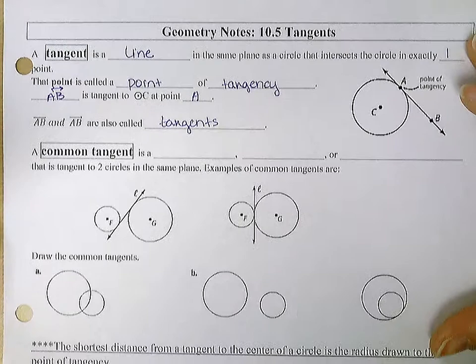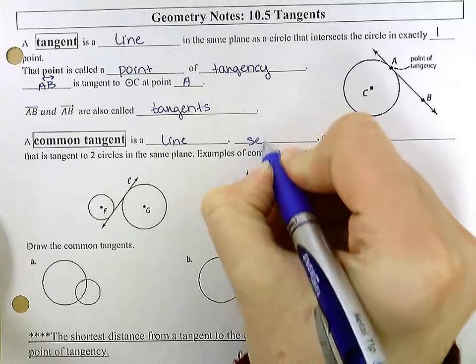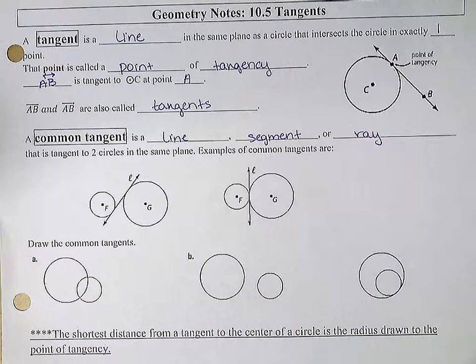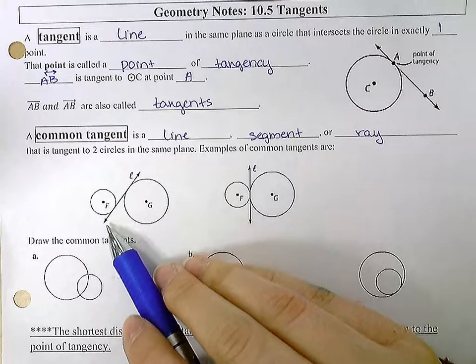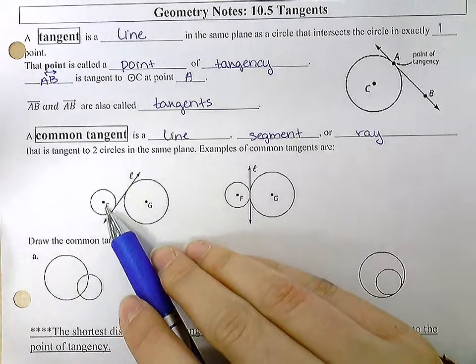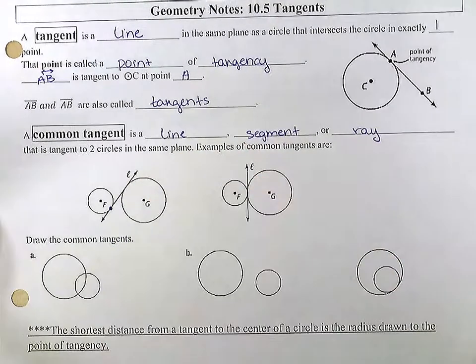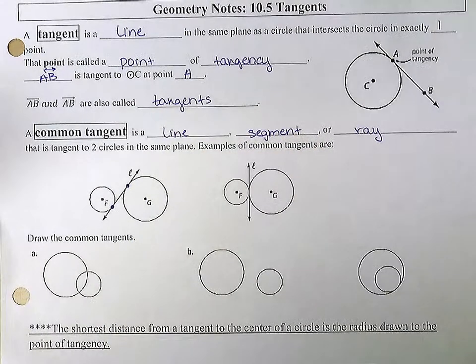Now with tangents, we do have common tangents. It is a line, segment, or ray that is tangent to two circles in the same plane. Okay, so we do have two examples of common tangents below. So line L would be a common tangent to circle F and circle G. Okay, so line L intersects circle F here at that point of tangency and circle G here. Okay, so they share a common tangent.